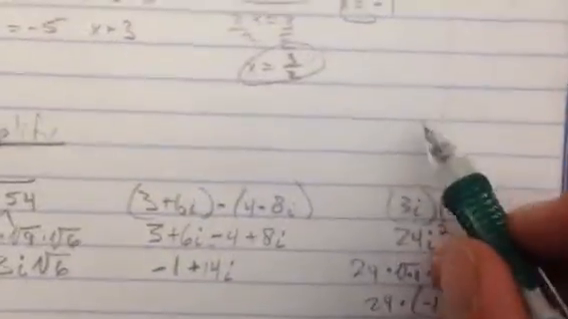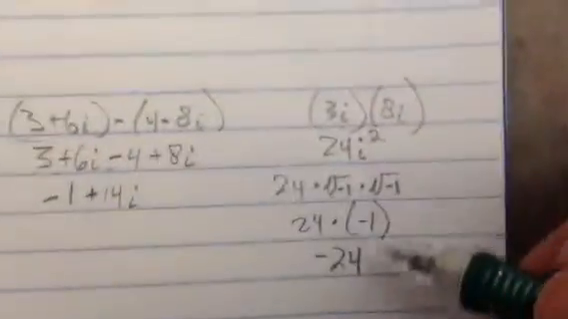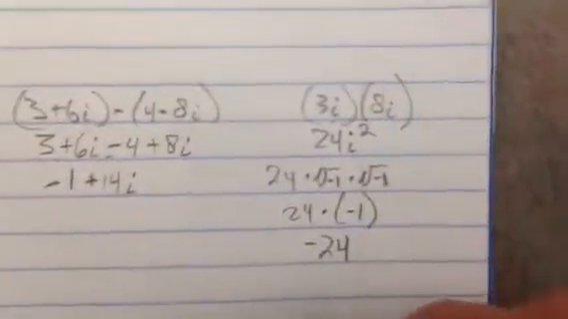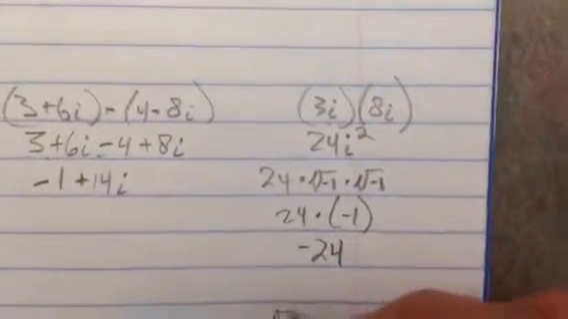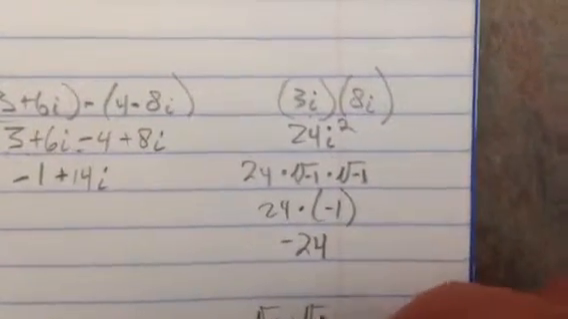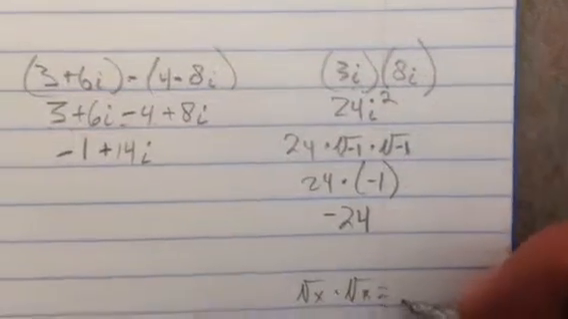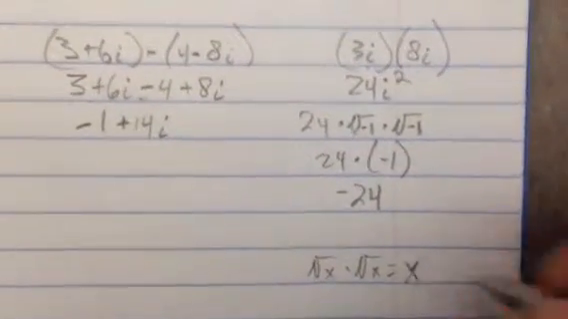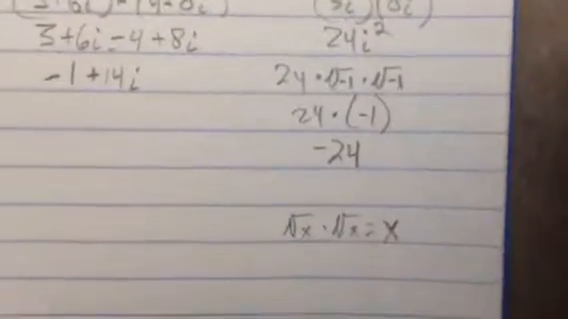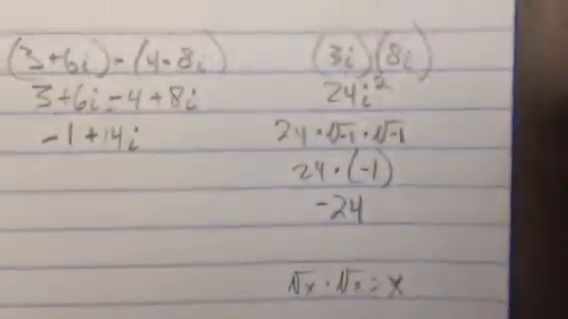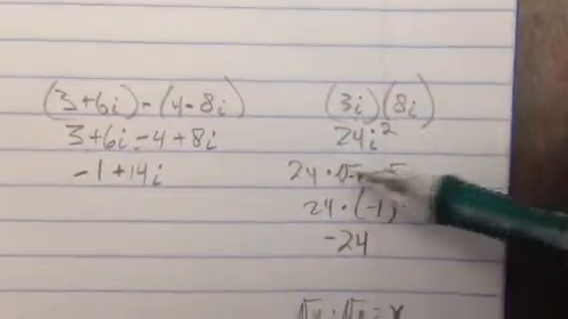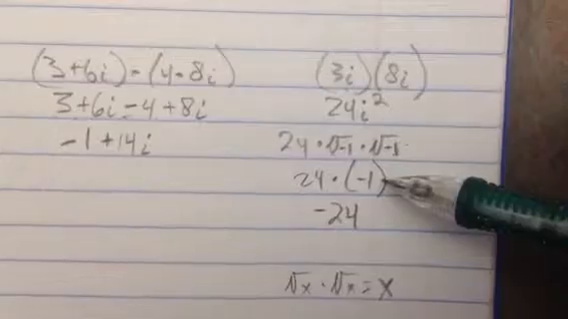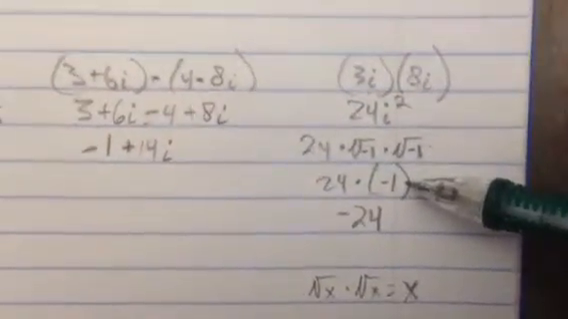Alright, so think of it, it's just the same way as if we had the square root of x times the square root of x. That's going to be x, because the radicals cancel each other out. Alright, same thing goes here. You get negative 1. Alright?